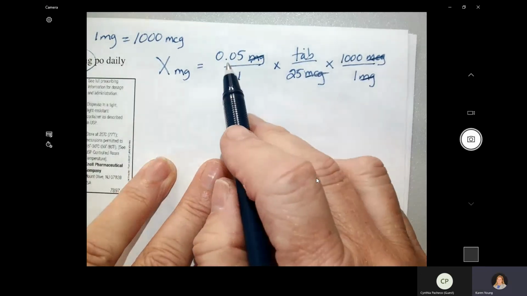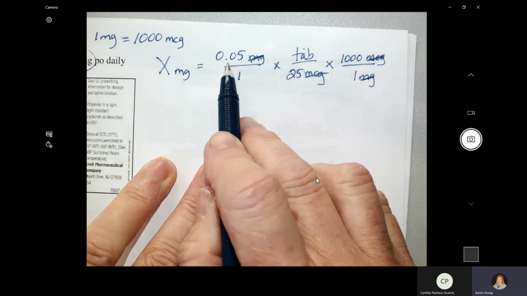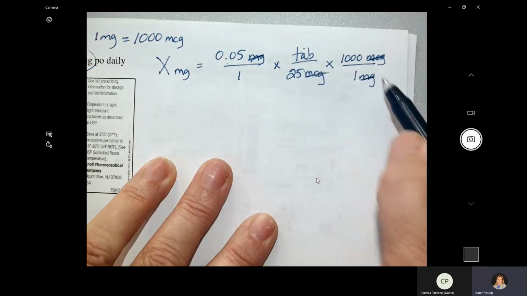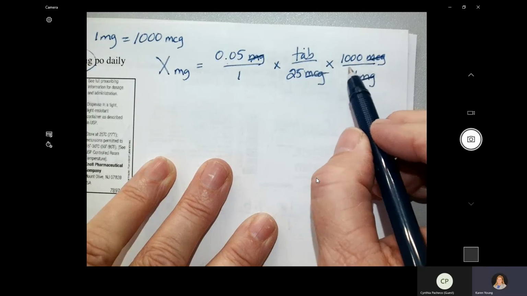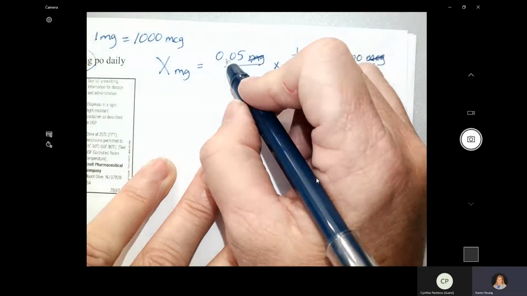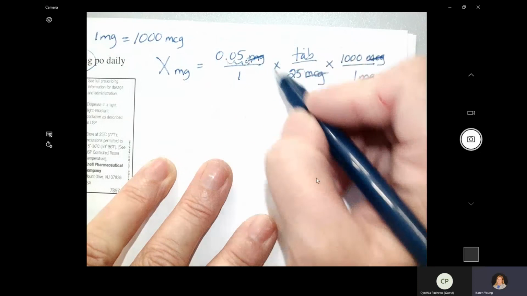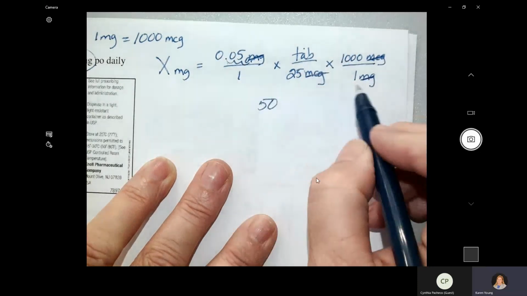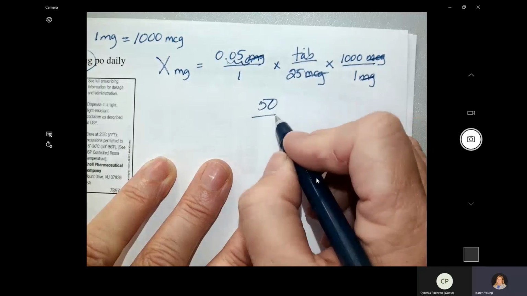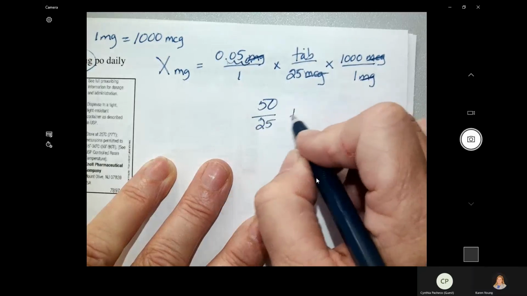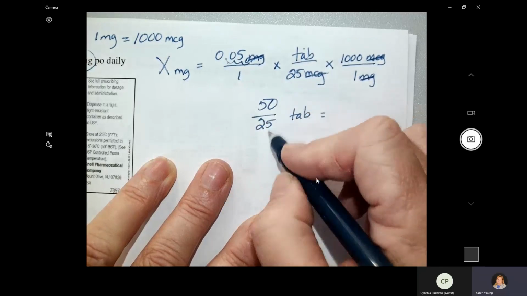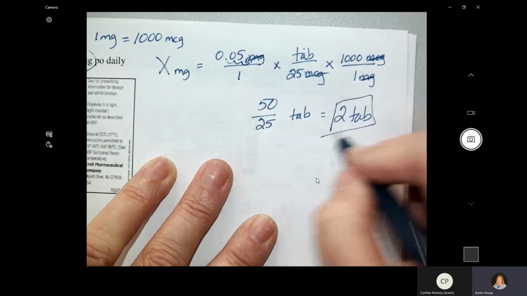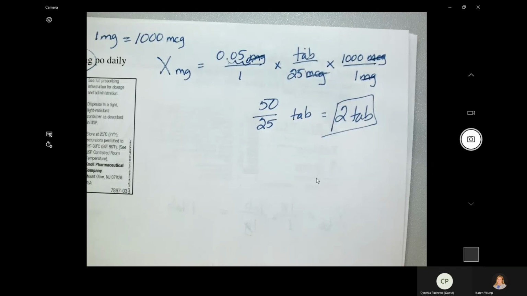Then I'm going to multiply the 0.05 times the 1,000. So remember when we're multiplying by 1,000, we move our decimal to the right the number of zeros. So I'm going to go 1, 2, 3, and I have to add a zero. So I'm going to have 50, and then on the bottom, 1 times 25 times 1 gives me 25 tablets. So 50 divided by 25 is 2 tablets. So I'm going to give 2 tablets there.